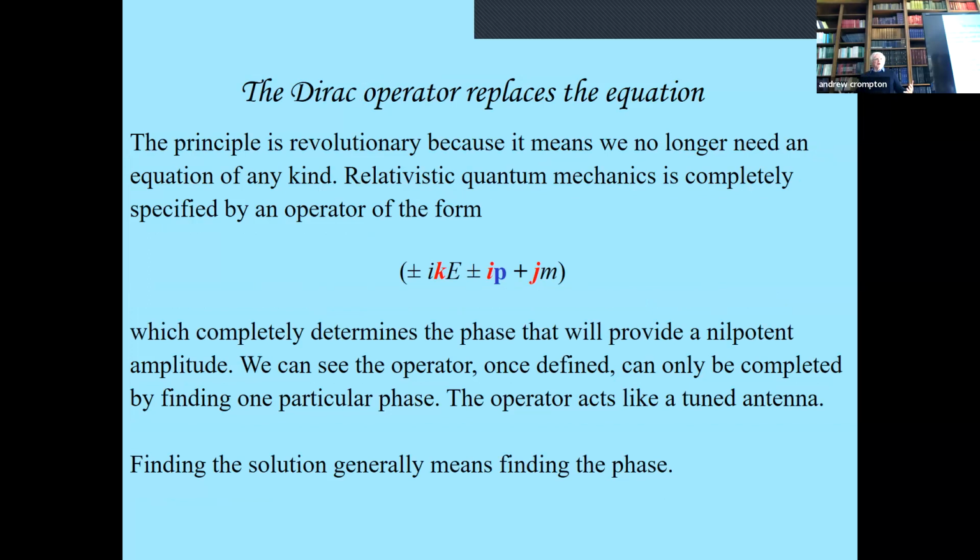And now we don't need an equation at all. We've actually got rid of all the equations of quantum mechanics. We just need an operator. So if we've got an operator of that form, it will completely determine the phase that determines the nilpotent amplitude.